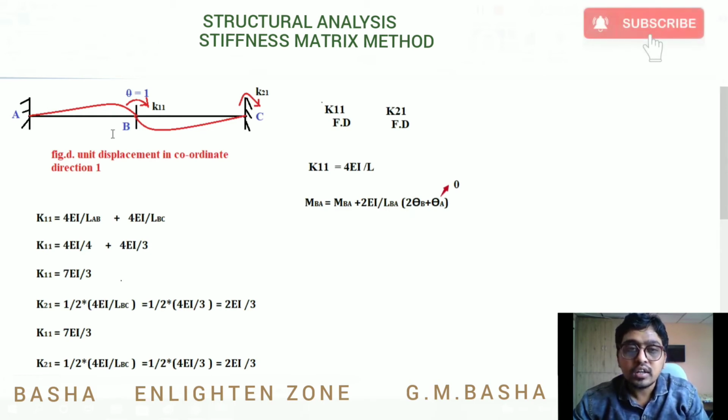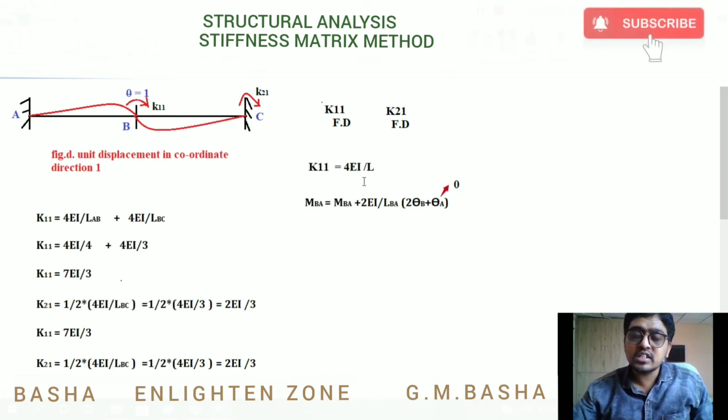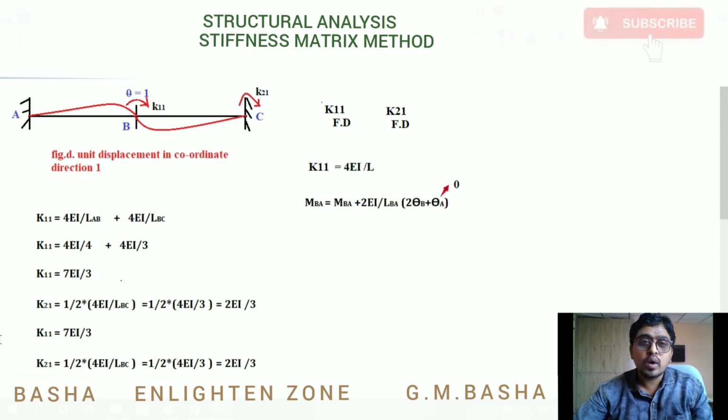Initially, wherever L equals L, we are taking the unit length, 2 into 2 will be equal to 4, so 4EI theta B by the length of BA. We are taking theta B equal to 1, so 4EI by L. Like that you will obtain this 4EI by L. I will show you how you get this 4EI by L for K12 and K22 also, then you will get a clear idea. Otherwise, just remember that one unit displacement value will always be equal to 4EI by L.